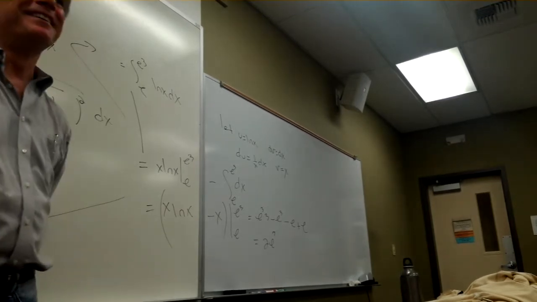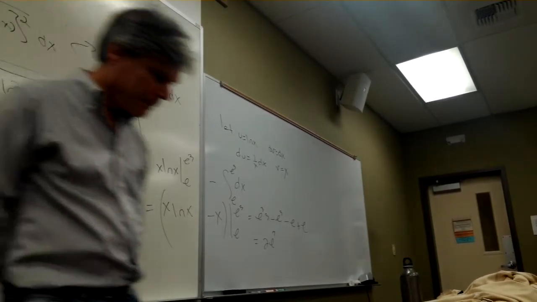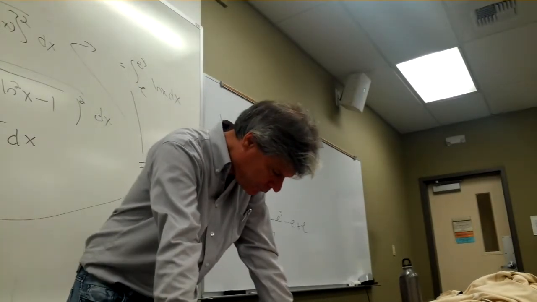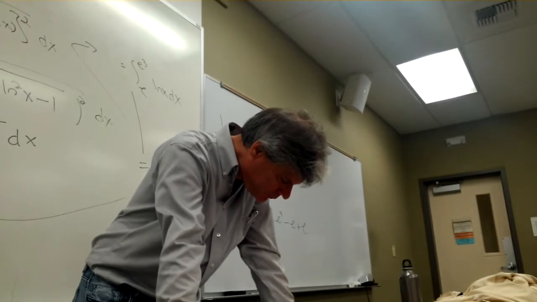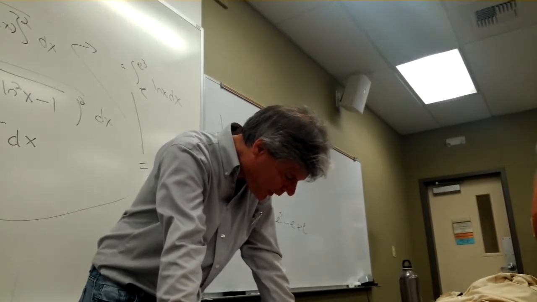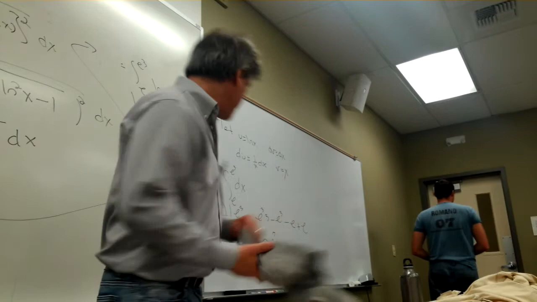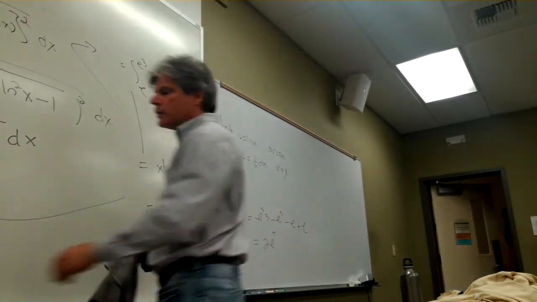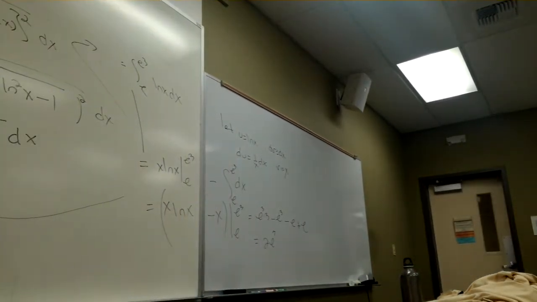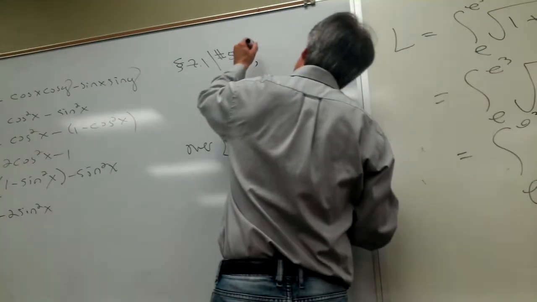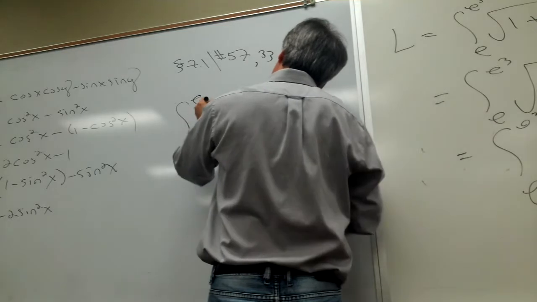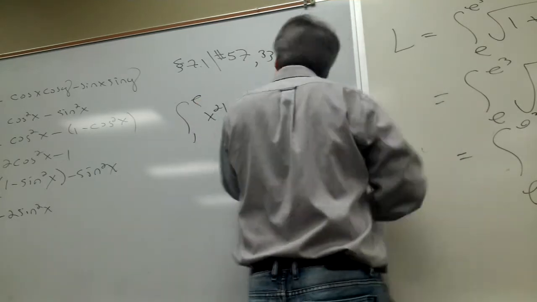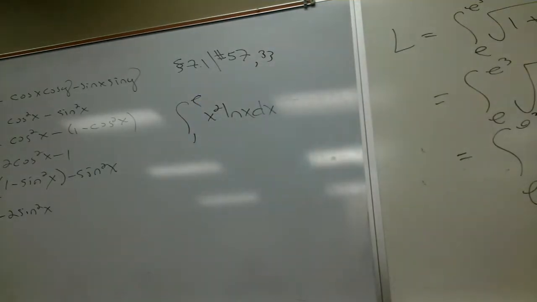Anybody else? Sir, from 7.1, can you do number 33? It's kind of the same, but I don't know, my answers don't match up. Ooh, how nice. So we have an x squared natural log of x. I'm sorry, sir, I lost it. What number is this? 33. You guys don't write this down yet. I don't know if I've got the right balance. Nope, I messed up. It's this.